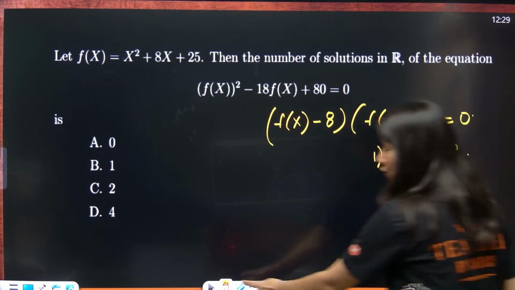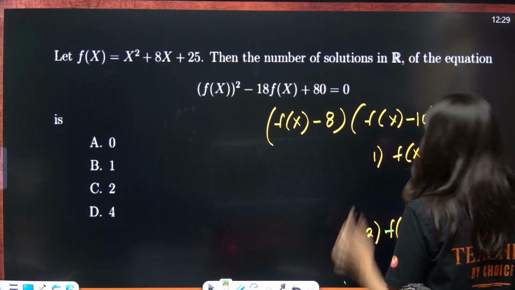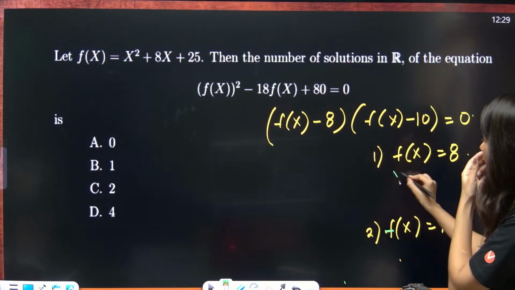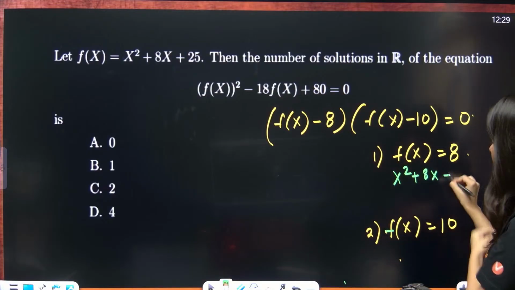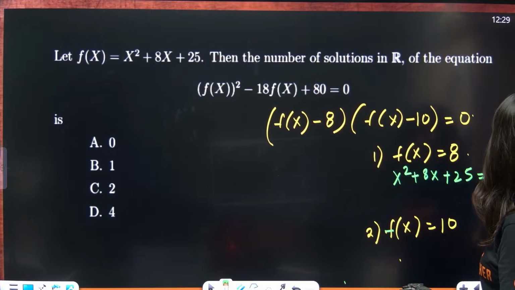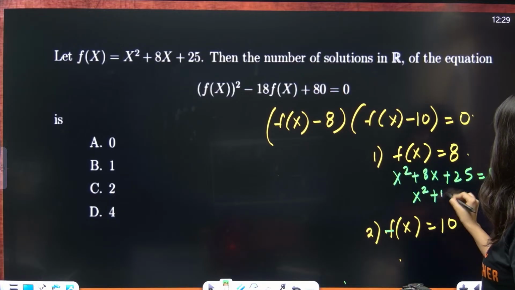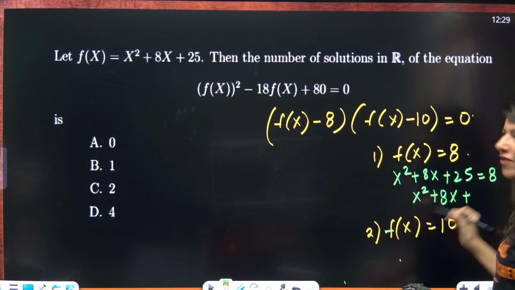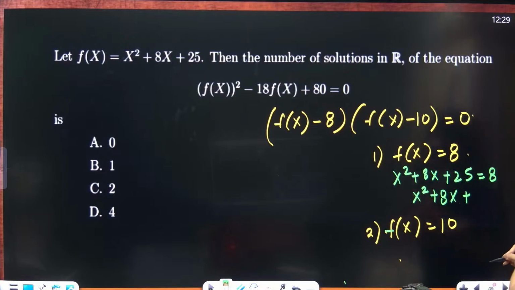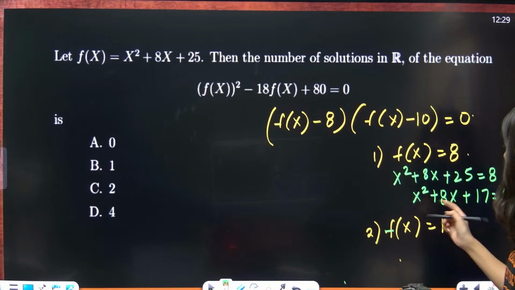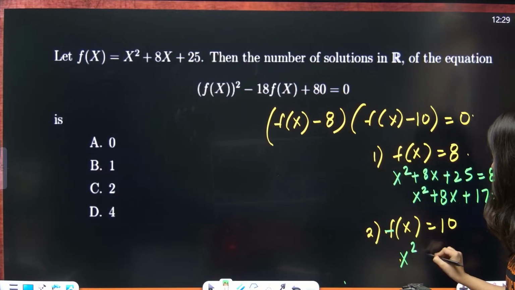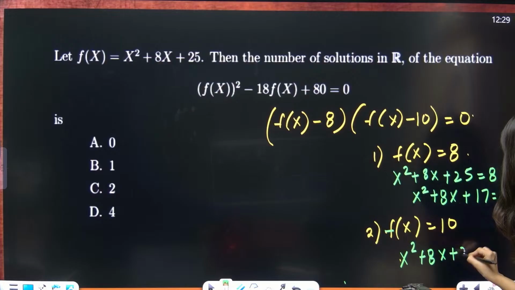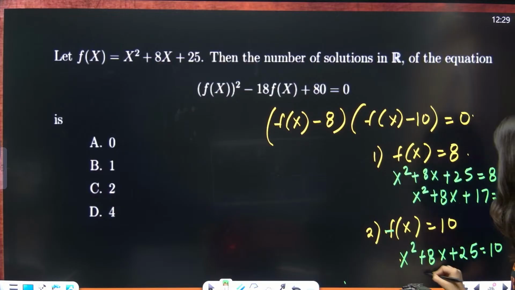Now f(x), so you know, just plug in the value of f(x) right here. So x square plus 8x plus 25 is equal to 8. x square plus 8x plus 25 minus 8, 25 minus 8 is 17, equal to 0. And from here, x square plus 8x plus 25 is equal to 10. So this is 15.